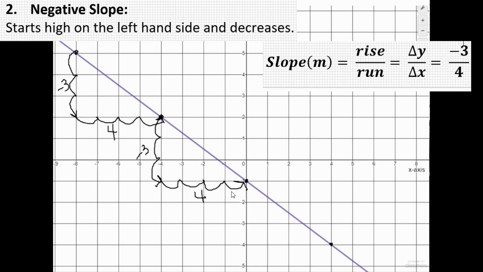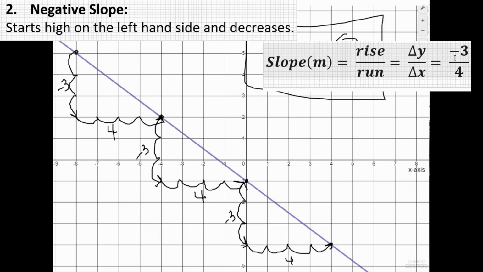Again, a slope means it's a constant rate of change on a linear relationship, so in order for it to make that straight line, this pattern has to continue. We always want to make sure that our slope, when we're writing it as a fraction, is in simplest form, and negative 3/4 is in simplest form, so we have just found that the slope of this line is negative 3/4. That describes how steep it is.